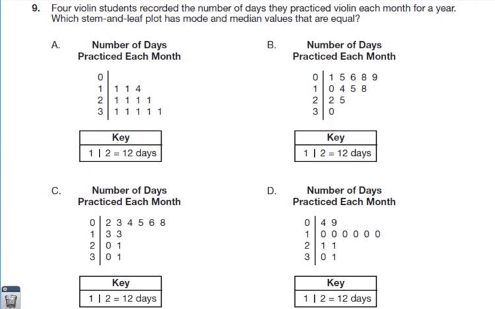Let's move on to number 9, where they give you a bunch of stem and leaf plots. And 4 of them.